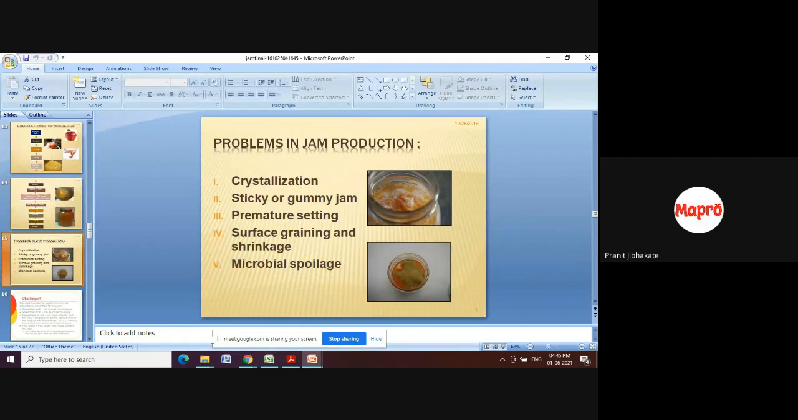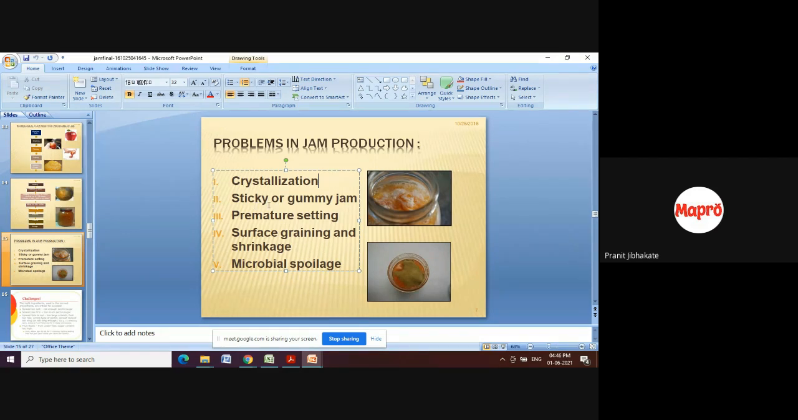These are some problems in jam production. Crystallization, we have discussed this earlier. To stop the crystallization, we should calculate the inversion of the sugar solution. It would be around 15 to 30% inversion, which is ideal for jam.